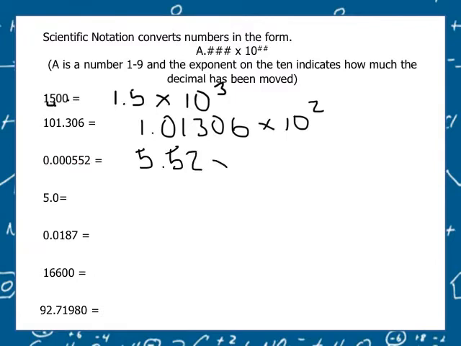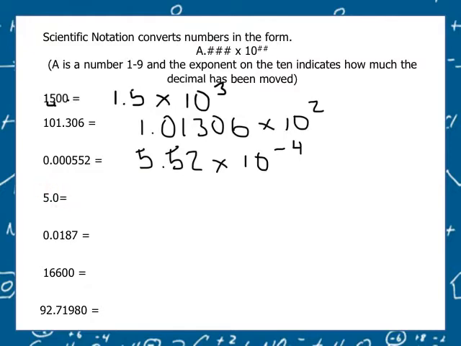Now we move the decimal in the opposite direction. This number 5.52 is bigger than the original number, so my exponent needs to get smaller, so it needs to be negative 4 because I moved the decimal 4 places to the right. Okay, now this one's kind of a tricky one here, but we'll write it.